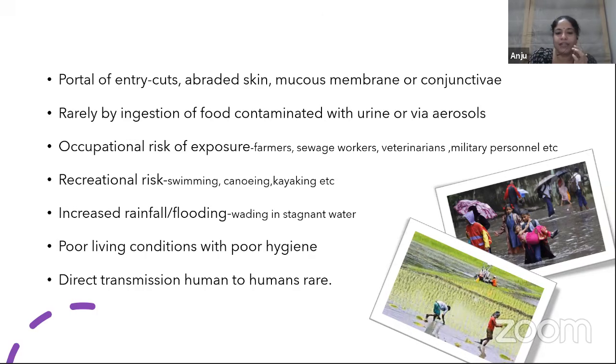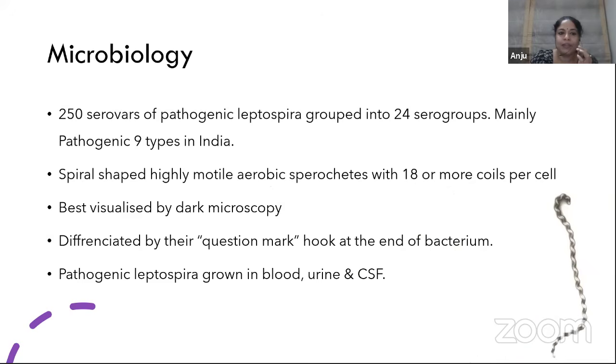Increased rainfall and flooding do increase the incidence of the disease, as people tend to wade in stagnant water. Poor living conditions with poor hygiene are also another cause. Direct transmission from human to human is rare. There are 250 serovars of this pathogenic Leptospira, which are grouped into 24 serogroups. Mainly in India, we come across 9 pathogenic types.